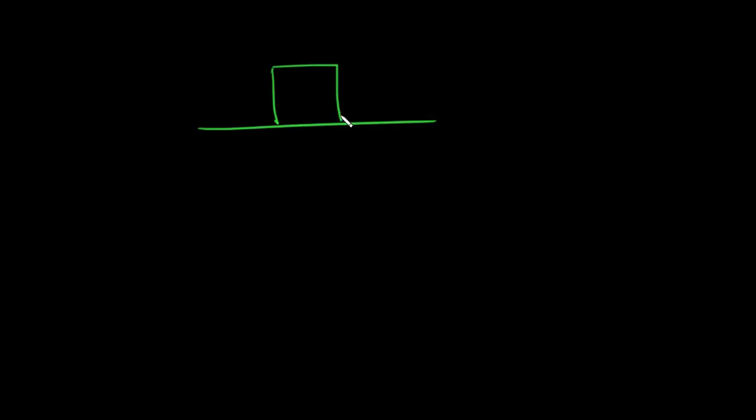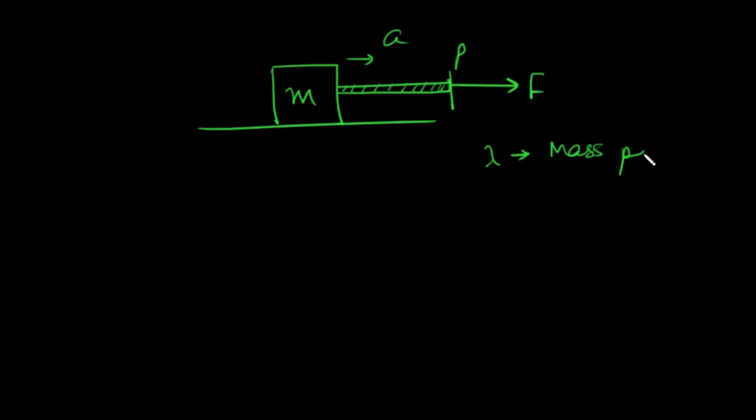Suppose there is a block of mass M kept and this is a rope. At this point P, a force is applied and the force is taking the whole system with an acceleration A. This means that the rope is also going with an acceleration A. Since the rope is very thin and very extended, we denote a quantity known as lambda, which is mass per unit length.